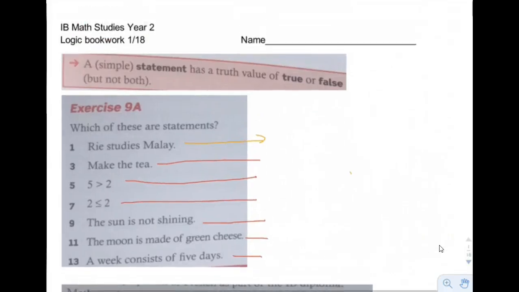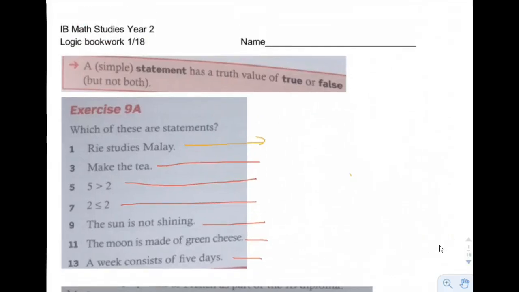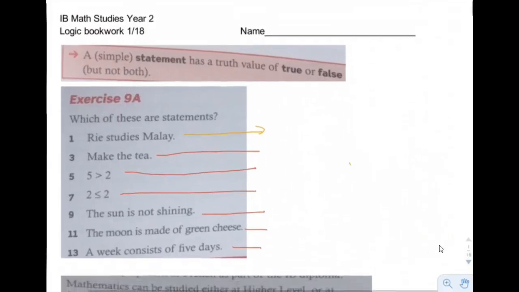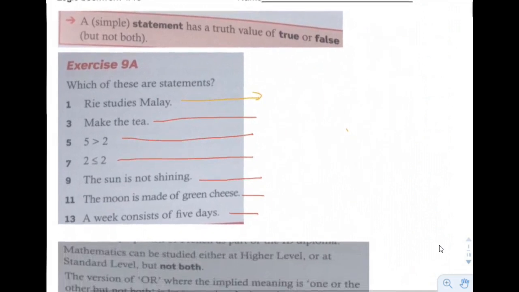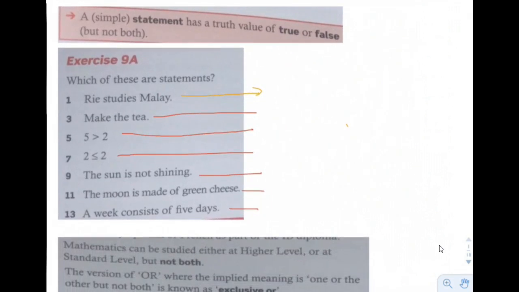Okay, here we are, page 1 of logic bookwork. These are really quick pages, so we're going to do more than usual. A simple statement has a truth value of true or false, but not both. Which of these are statements?